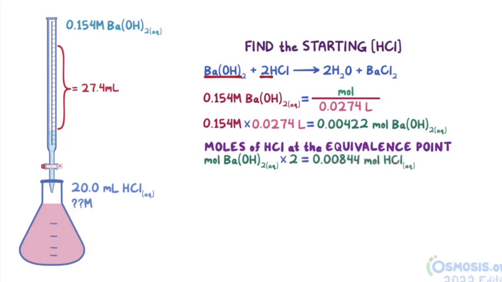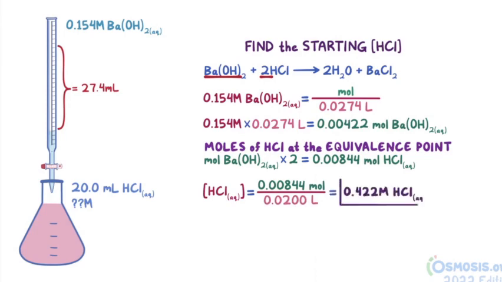The volume of the HCl solution was 20 milliliters, so to find the concentration of HCl, we take the number of moles, which is 0.00844, and we divide it by the total volume of 20.0 milliliters, or 0.0200 liters. This calculation gives us a final concentration of 0.422 molar for our hydrochloric acid solution.